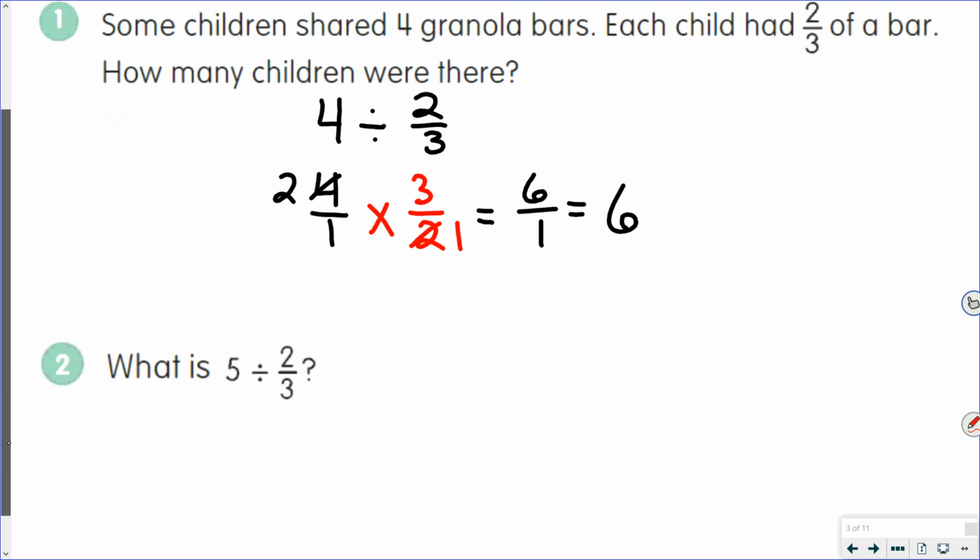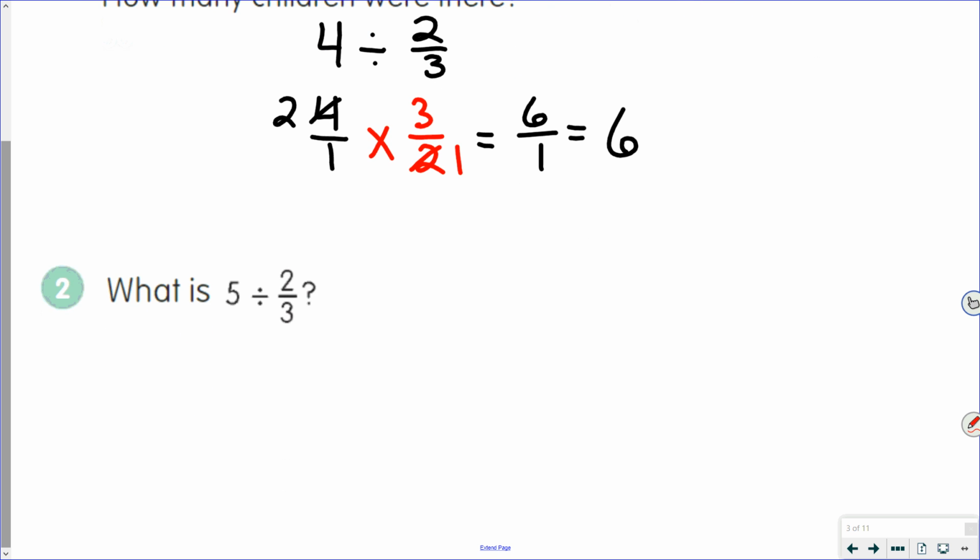For number 2, what is 5 divided by 2/3? Well, again, we're going to keep the first number the same, so we're going to make that 5/1. We're going to change division to multiplication, and we're going to use the reciprocal of 2/3, which is once again 3/2. There's no simplifying that we can do here. So 3 times 5 is 15. 2 times 1 is 2.